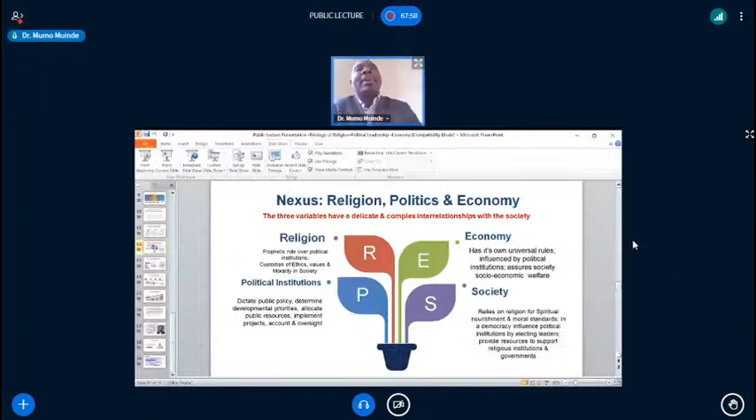Number one, the religious institutions are part of the economy. So they are consumers in the economy. They create employment. They buy from the economy. So they provide a market for the economy. That's number one. But number two, how does religion finance its activities? They get money from the economy.